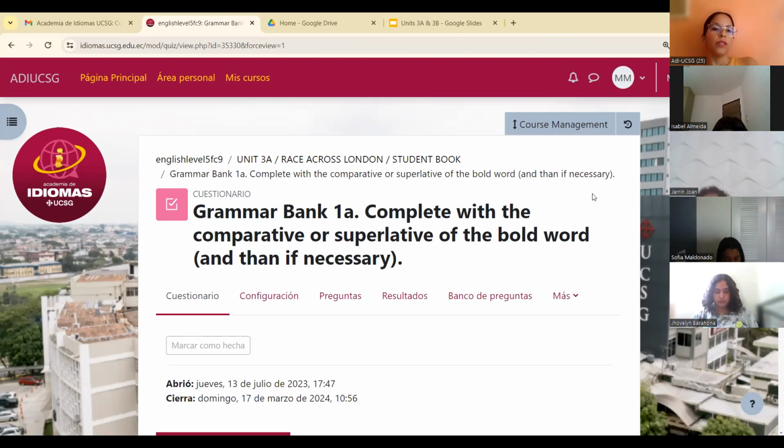Next, Grammar Bank 1A, complete with the comparative or superlative of the bold words. Use than if necessary. 1A.